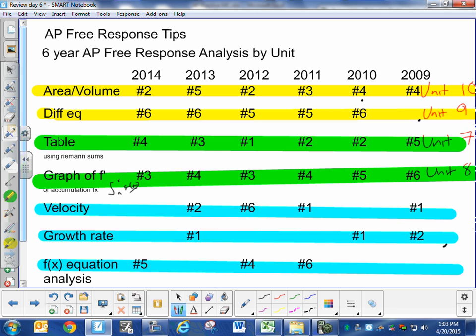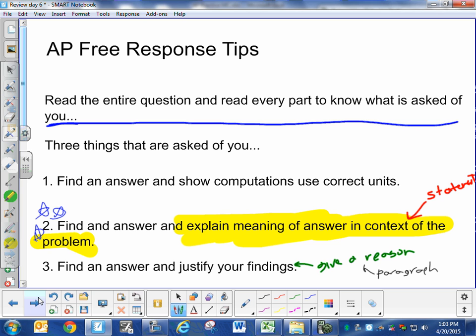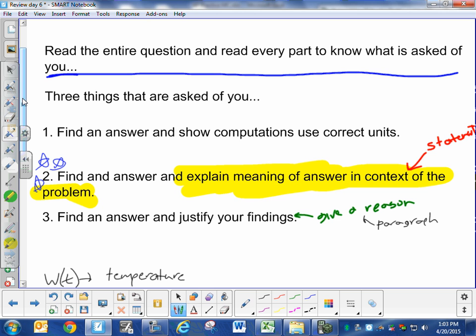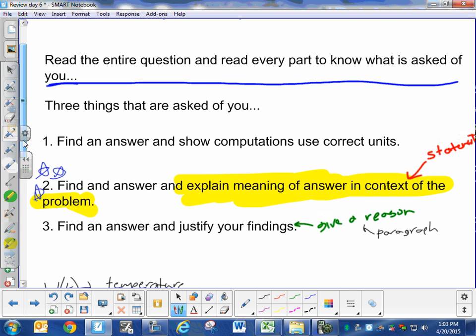That's the first thing. The types of questions that are going to be asked, remember, it could be find an answer and show your computations, find an answer and explain the meaning of the answer, or find an answer and justify your findings, okay? 1, great, just get your answer. 2, explain what it means, quick statement. 3, make sure you have your intro, your work, and your conclusion, and you're good.